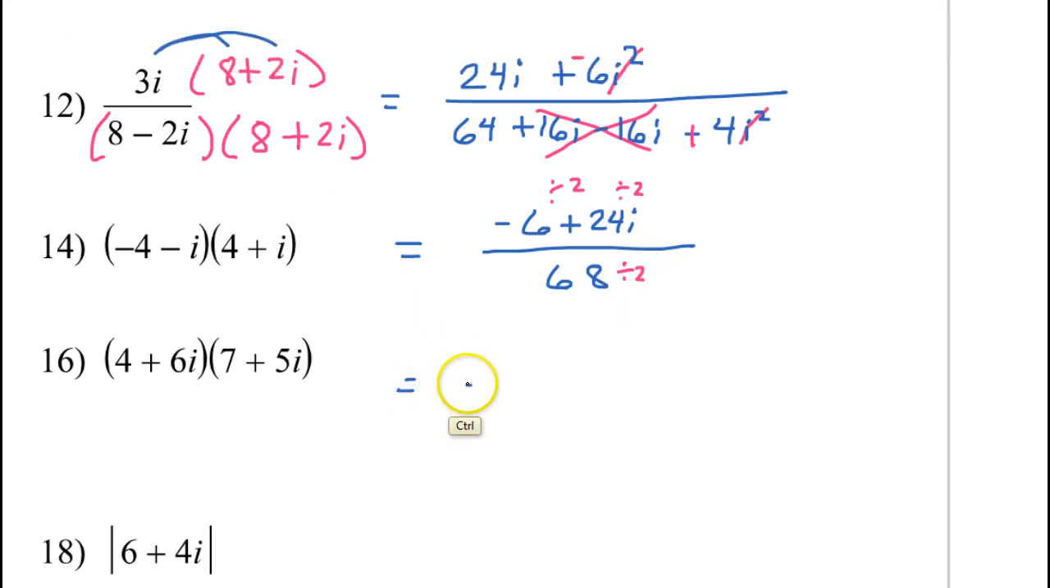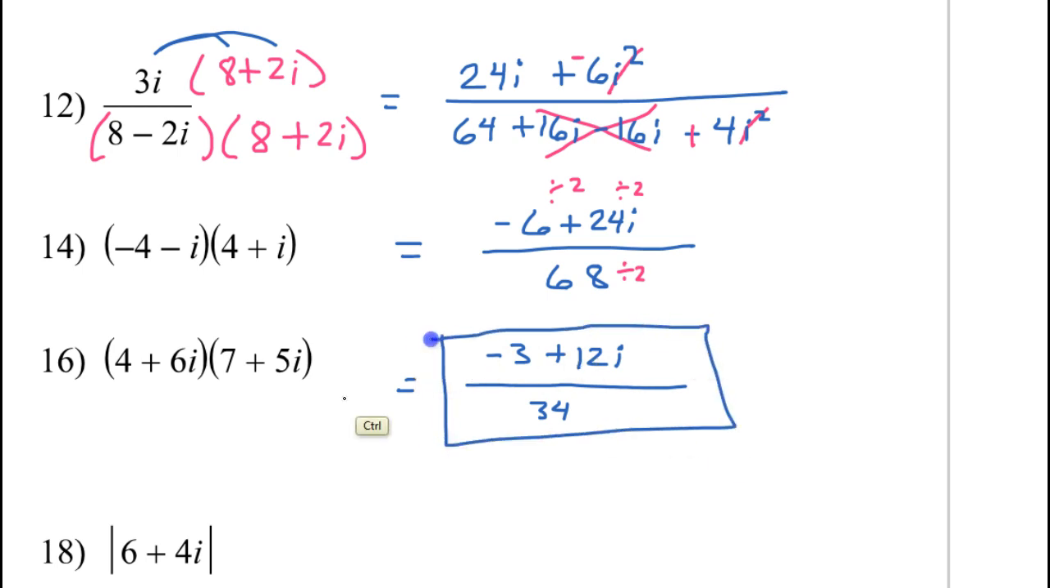And I think this is going to be the final answer, because we're going to have negative 3 plus 12i over 34. Nothing else will divide into all three, so that makes this the final answer.